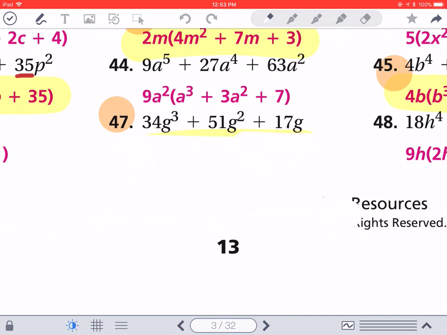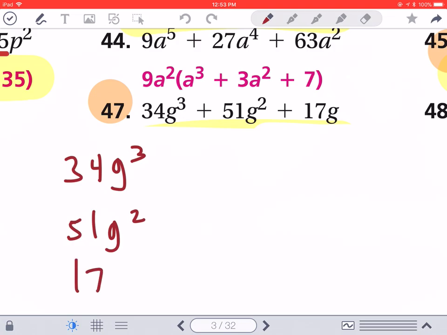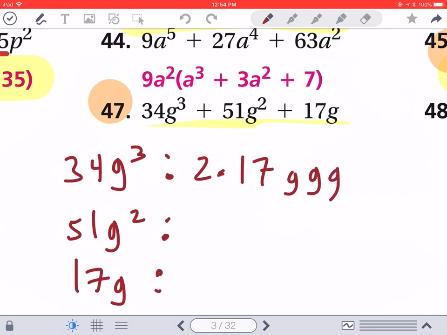So 47. It might not be obvious here, but 34, if I break this number down, let's do 34g cubed, 51g squared, and 17g. We kind of did this method in class where we find the factors here. So 2 times 17 is 34, and then I got 3 g's in common here.